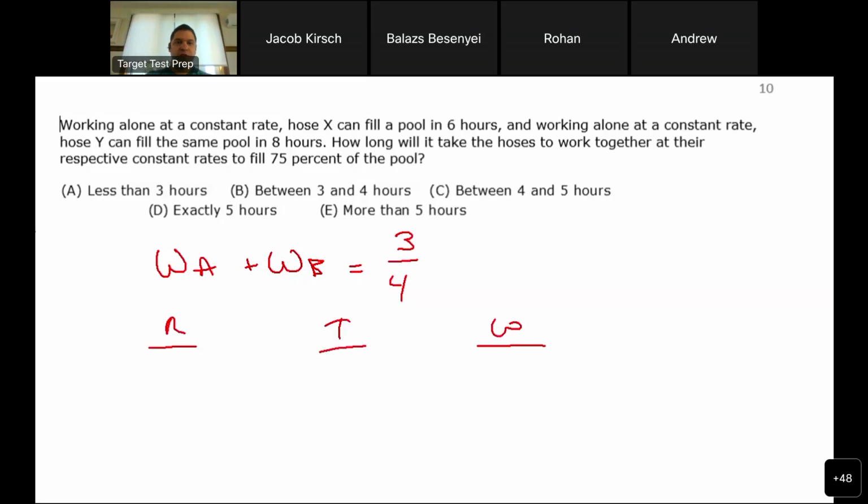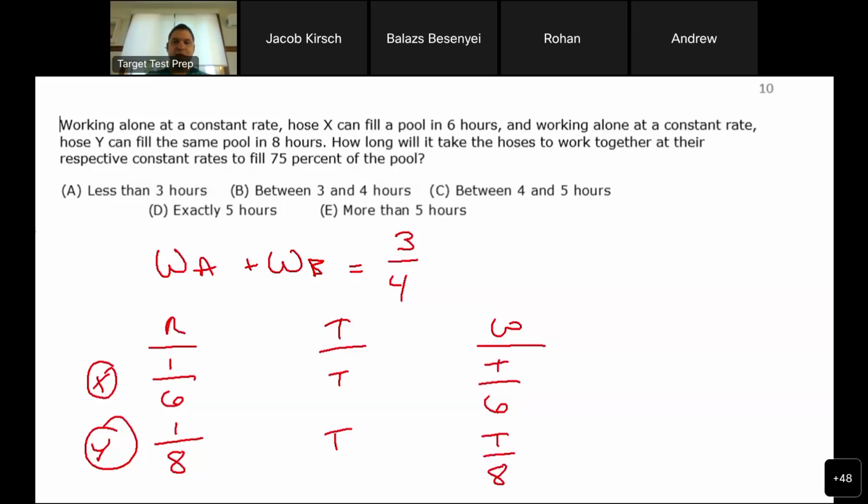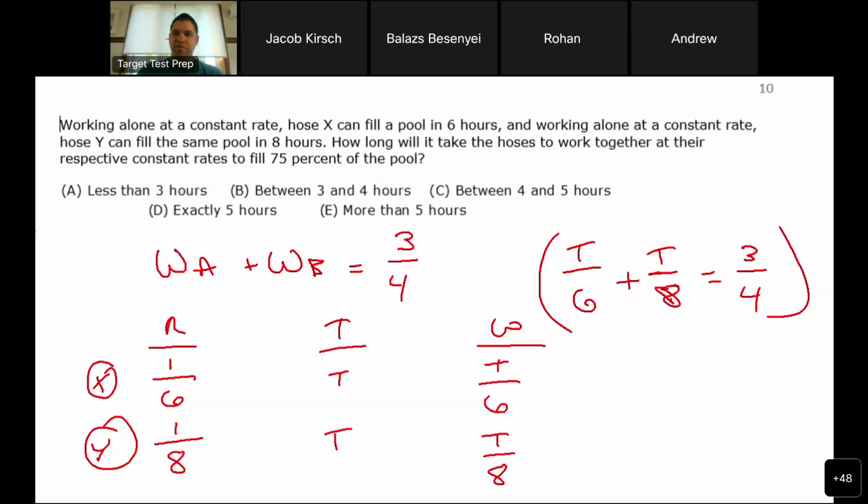So now you fill in: we have hose X, we have hose Y, 1/6 for hose X, 1/8 for hose Y. Now, they're working together. We don't know the time, but we know they're working at the same time. So we can call the time T, right? So that gives us T/6, T/8, T/6 plus T/8 is equal to 3/4.